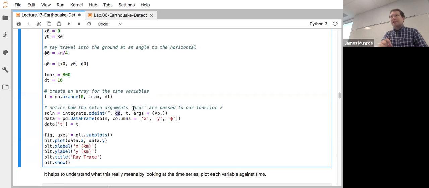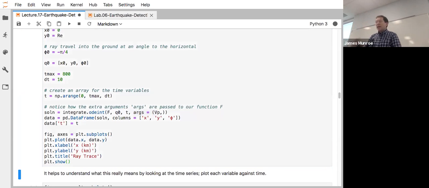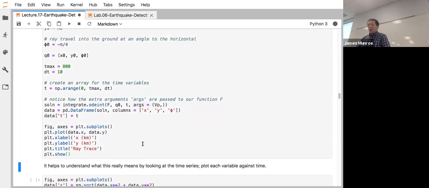That is how the velocity depends upon where you are on the planet Earth. So what I'm doing is I'm passing in as an additional argument, this is what args does, a particular velocity model, namely the velocity of a P wave. If I was to change this to Vs, I'd be looking at the ray path for an S wave. I solve it, I iterate through, I come up with some data, and let's make a plot. So here's what you get when you solve this model.